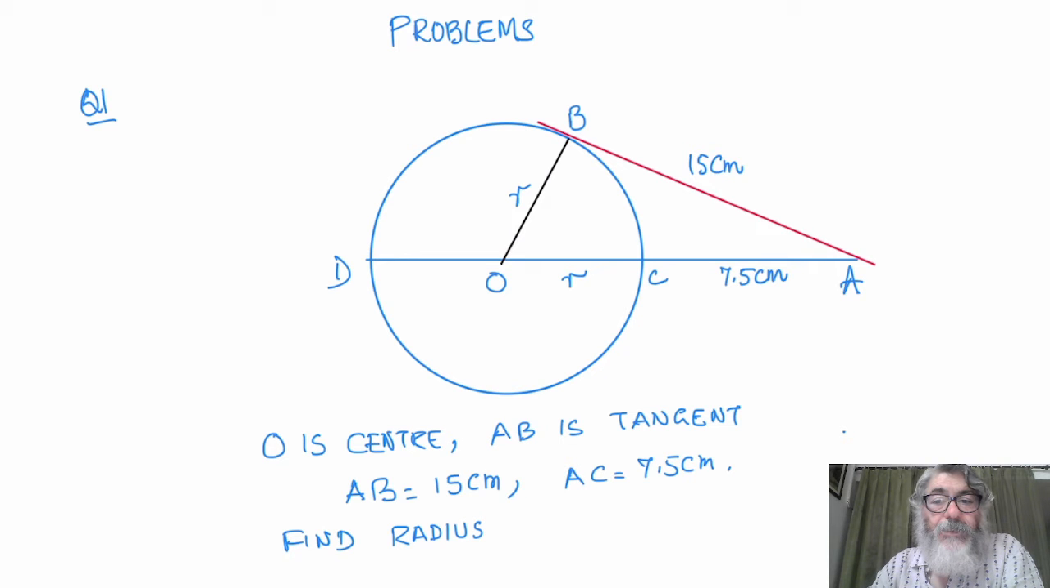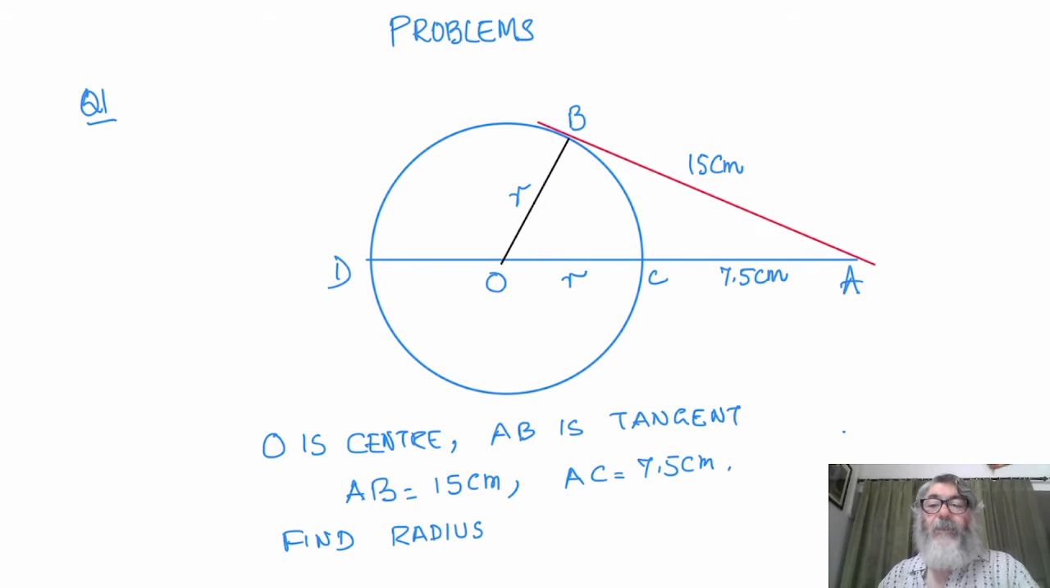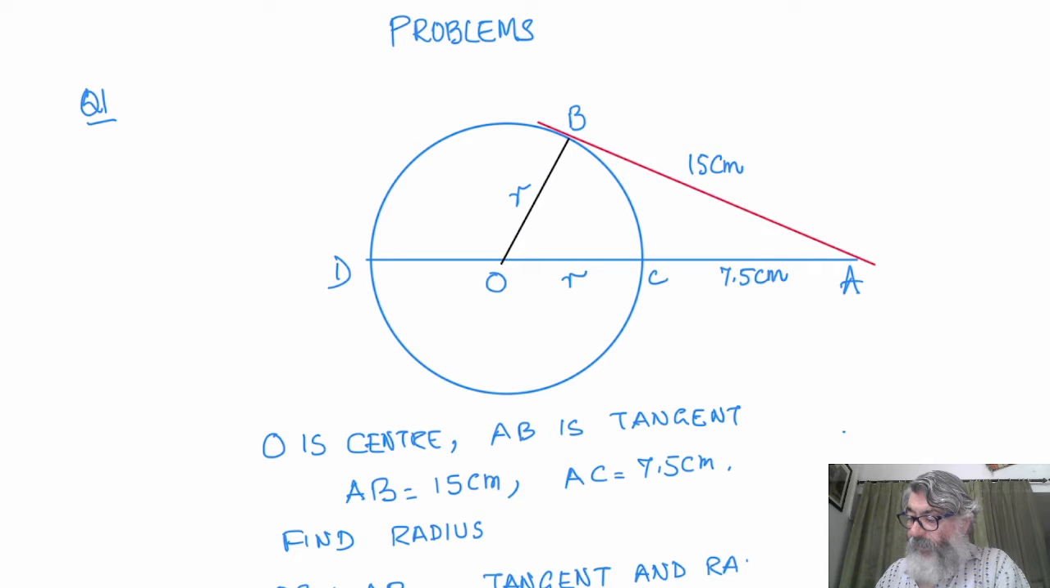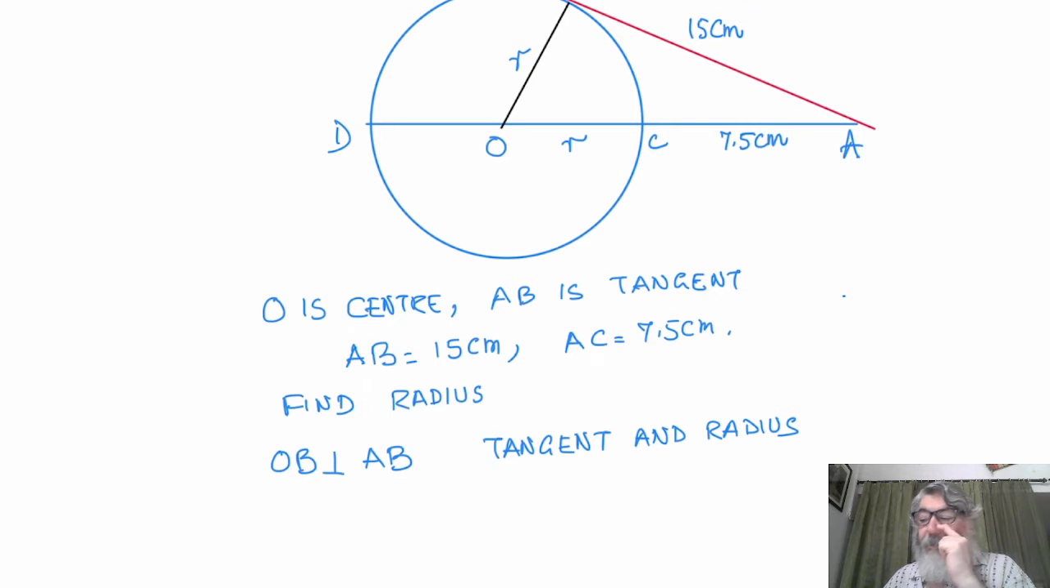We know the property which we have read. The first thing about the tangent we had read: tangent and radius are perpendicular to each other. OB is perpendicular to AB. Tangent and radius are perpendicular to each other. That's what we know.